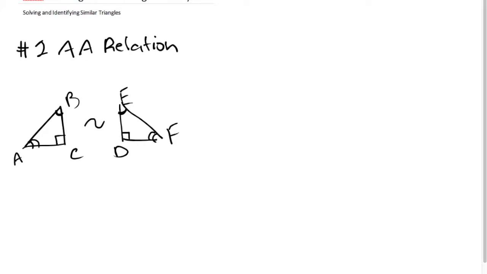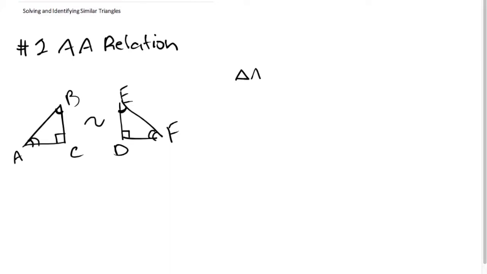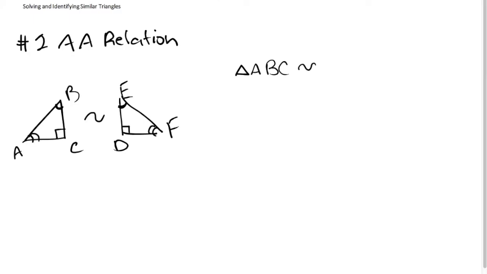In this case, the similarity statement would be triangle ABC is similar to, and you have to write it in the same order: first the angle that corresponds with A, then the angle that corresponds with B, and then the angle that corresponds with C. The angle that corresponds with A is of course F, so triangle F. The angle that corresponds with angle B in the first triangle is angle E, and the angle that corresponds with C is, in the second triangle, angle D. So the similarity statement is triangle ABC is similar to triangle FED.